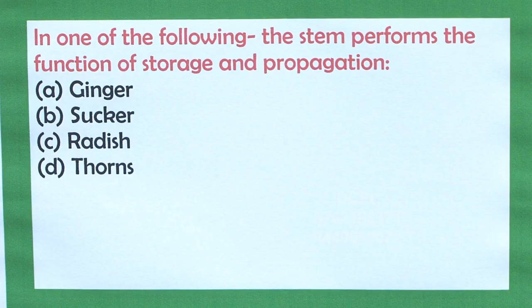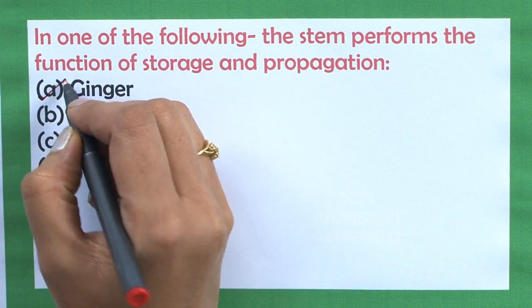So, the more appropriate answer is ginger, which is a stem modification called a rhizome. It has nodes as well as internodes. The nodes are covered by scaly leaves, and from the nodes arise the adventitious buds which help in propagation. So, the rhizome of ginger is the best answer, satisfying both criteria by being vegetatively propagated and also used for storage. So, the appropriate answer is ginger, option A.